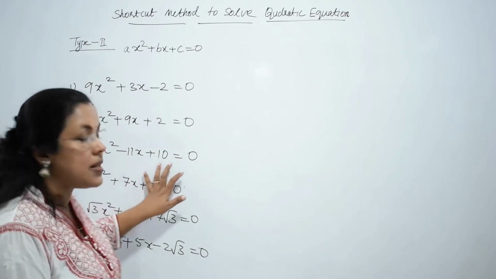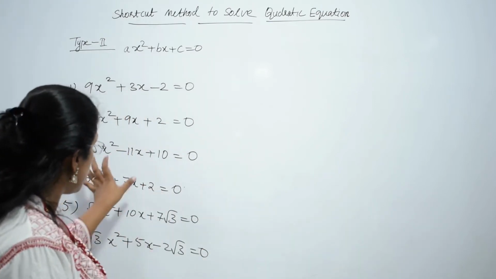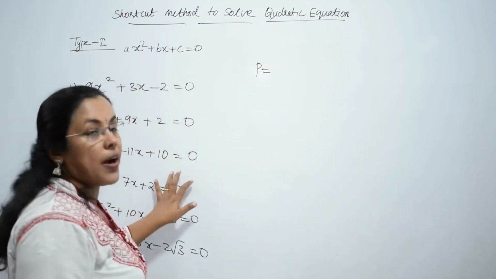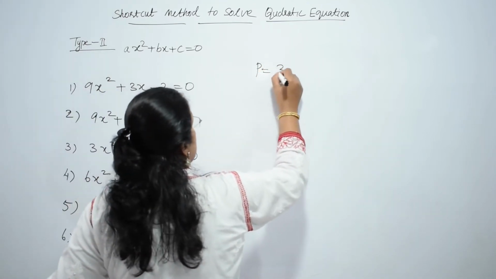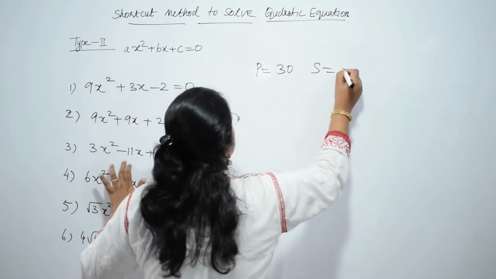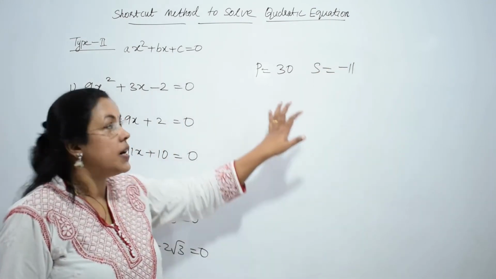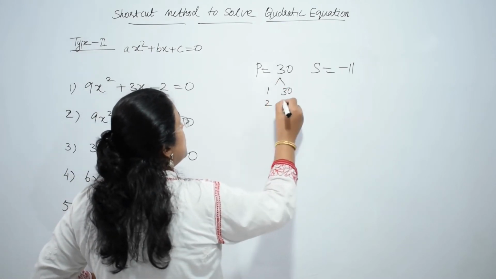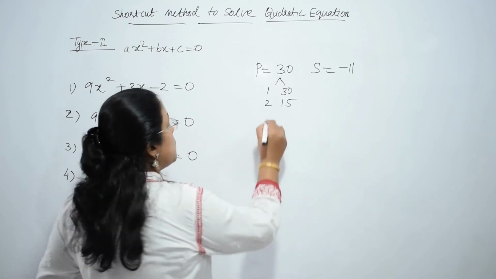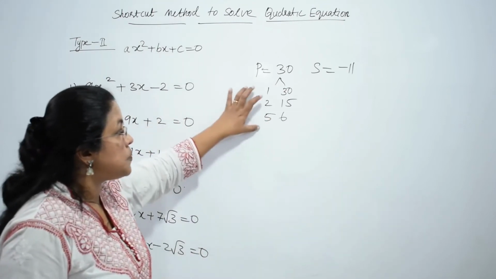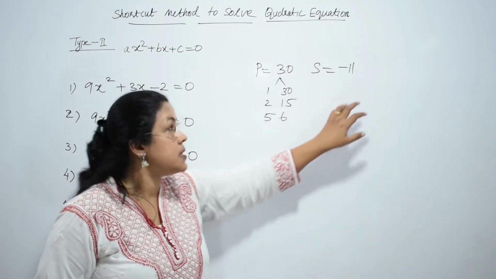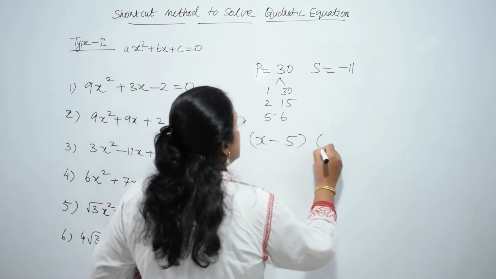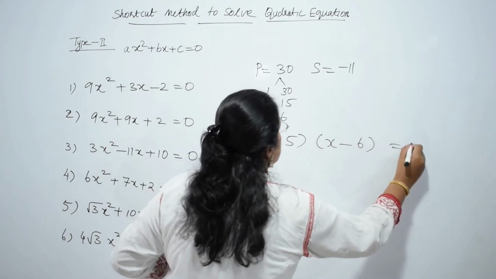3x square minus 11x plus 10 is equal to 0. Again we have to find out two numbers whose product is 3 into 10, 30 and sum is equal to minus 11. What are the factors of 30? 1 into 30, 2 into 15, 5 sixes are 30. Which pair satisfies these two conditions? 5 and 6. That is x minus 5 into x minus 6 is equal to 0.